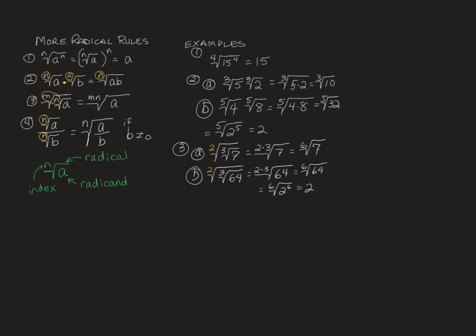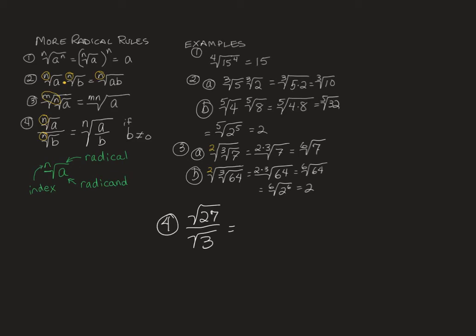All right, number 4. Let's take a look at the square root of 27 over the square root of 3. 27 is not a perfect square. It doesn't have a square root that you can just pull out of there. You could simplify it, but let's look at another way to do this.